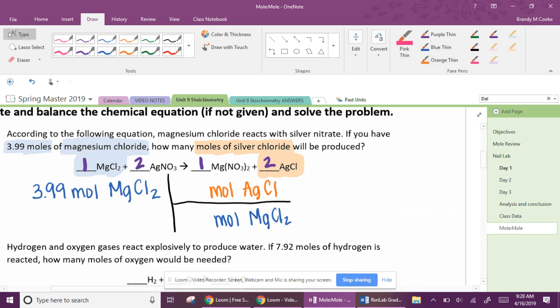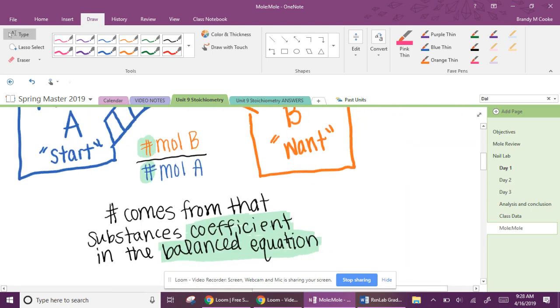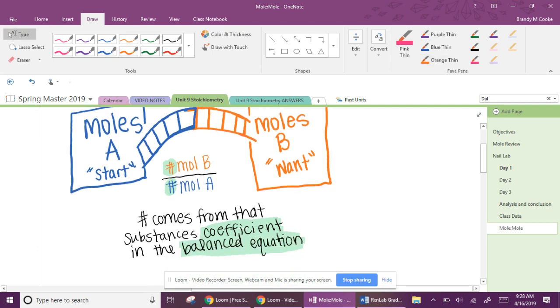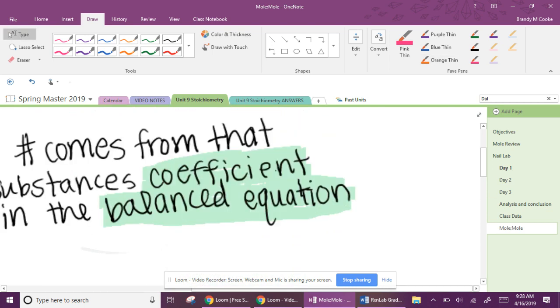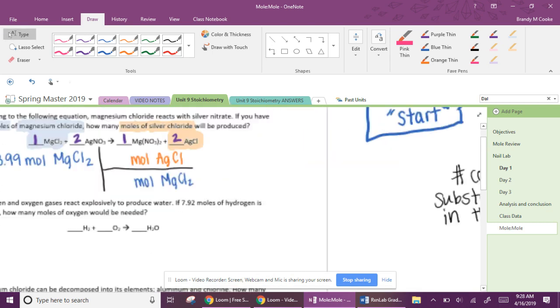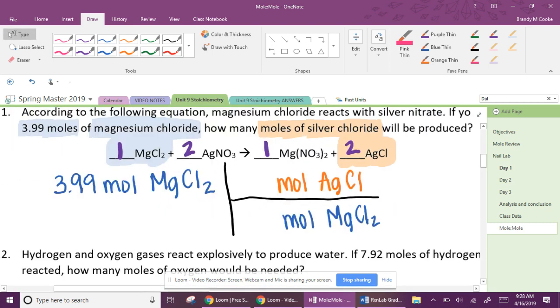So when we cross the mole bridge, again, I'm just going to come over here. When I'm crossing the mole bridge, I get the number of B and the number of A, and that number comes from the coefficients in the balanced equation. So if in your work you've gotten to moles, your next step is going to moles of the next substance. So moles to moles, mole bridge, crossing the bridge, trying to get from magnesium chloride to silver chloride, and we get those numbers from the balanced equation.